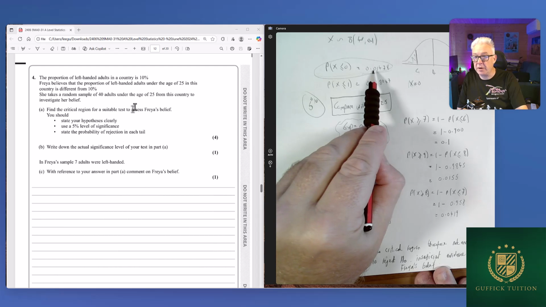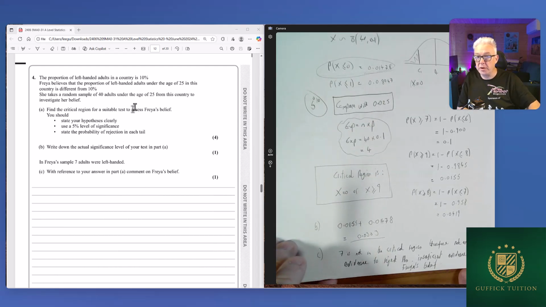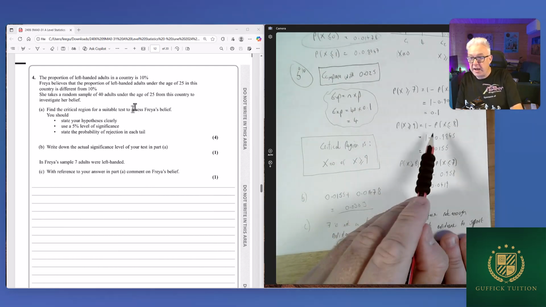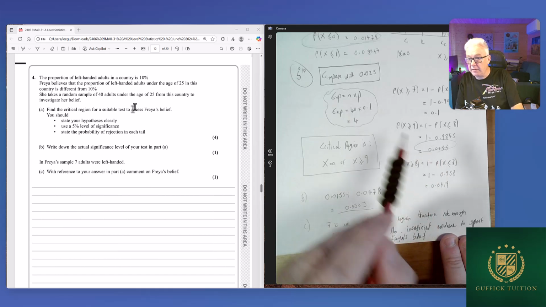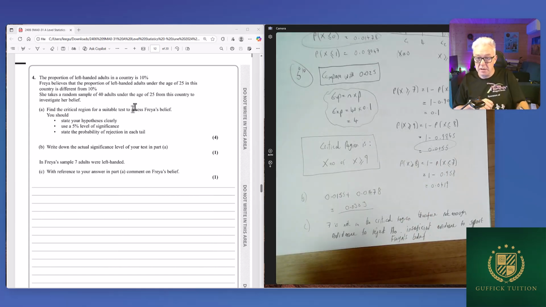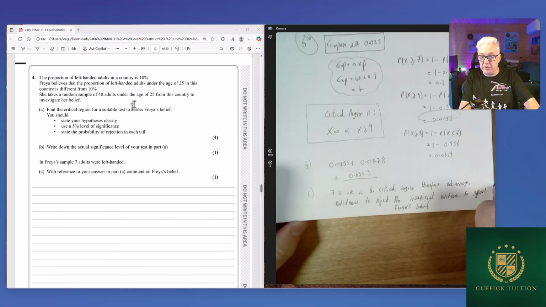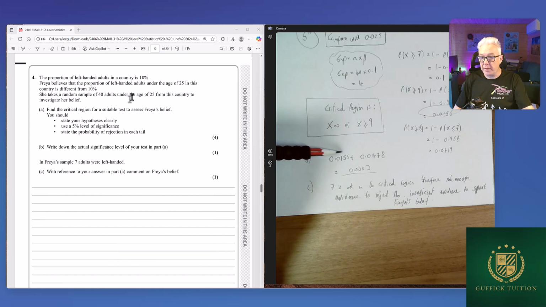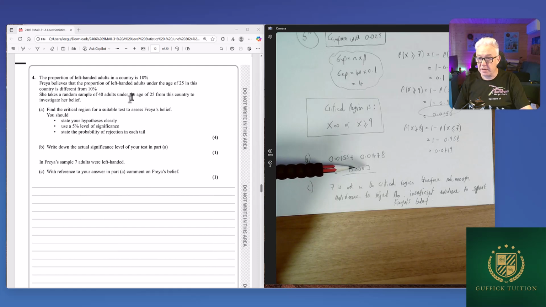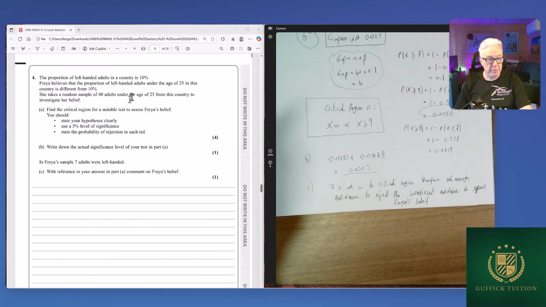In this case, our 0.01478 and our probability here for the greater than or equal to 9. So for the actual significance level, you just write down the probabilities that are associated with your two critical values and add them together. And that gives us 0.0300303. So that's part B done.